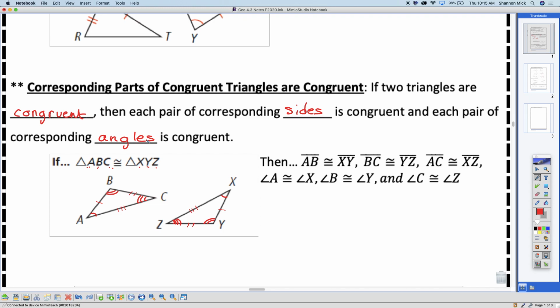We always say sides first because can you have an angle without sides? No. So what comes first, like the chicken or the egg? Well, what came first, the angle or the sides? The sides had to come first before I had an angle. So that's why we always say sides first.